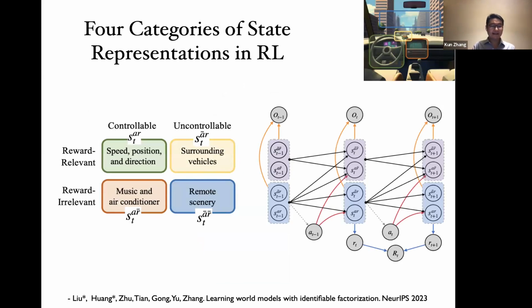We categorize the different kinds of state representations depending on whether they are controllable, as you can see from here, and whether they are reward relevant. Basically, for reinforcement learning, you only care about the state representations that are reward relevant. But unfortunately, some of them now are not controllable. Okay, so right here on the right, you can see the graphical representation.